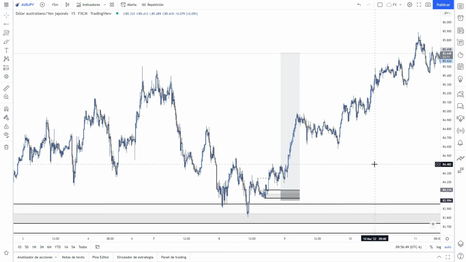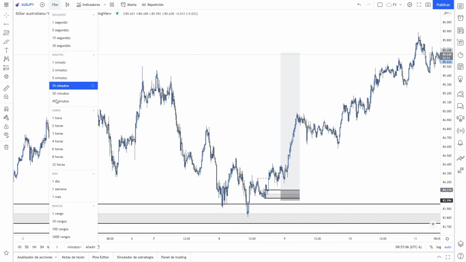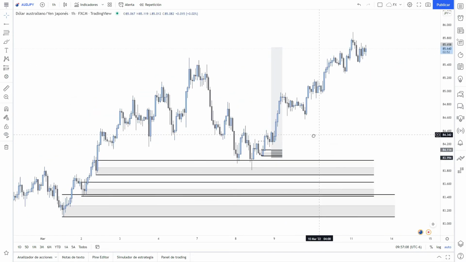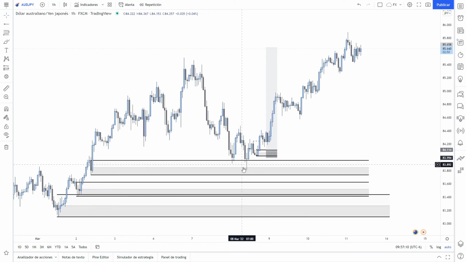And there is also this setup on Aussie Yen based on full momentum from the daily time frame to the 1 hour and 15-minute time frame. It was all bullish. I was actually waiting for this level here, or this one, to see some reaction to the upside.